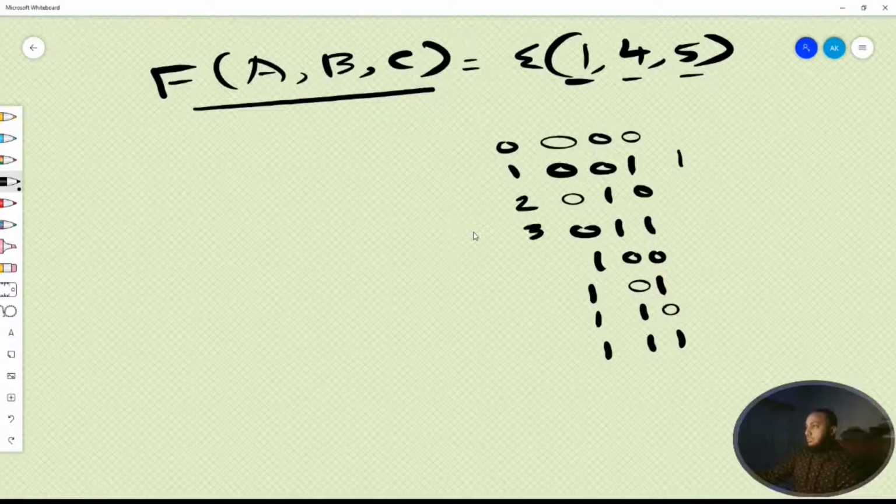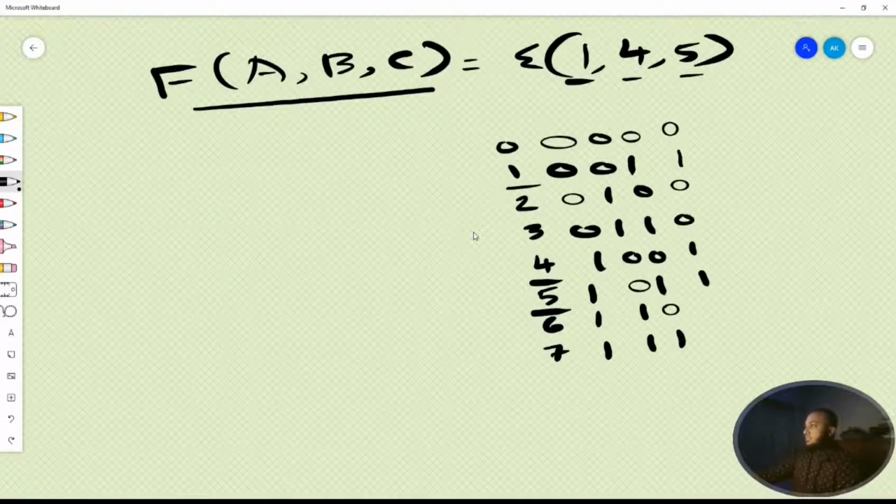You can say the position or the decimal value, because we can see here 001 means the decimal value is 1, here 010 the decimal value is 2, here 5, 6, 7. So for this function we will get the outputs at these positions, at positions 1, 4 and 5. So 1, 4 and 5, and other outputs will be zeros like this.